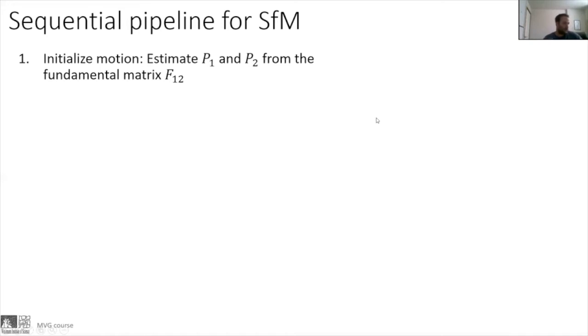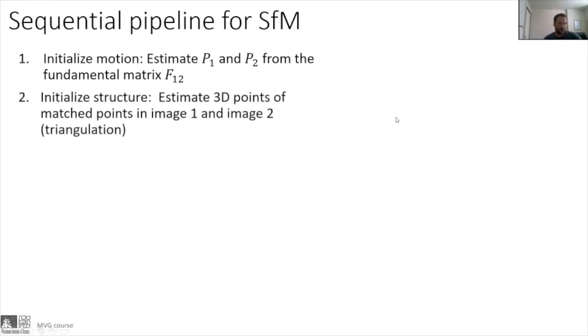So sequential means that we add view by view until we get all the structure and all the motion, all the camera matrices. An example for such an algorithm is to start by estimating P1 and P2 from, let's say, the fundamental matrix. It can work with the essential matrix as well. Then we get 3D points using triangulation, as we discussed.